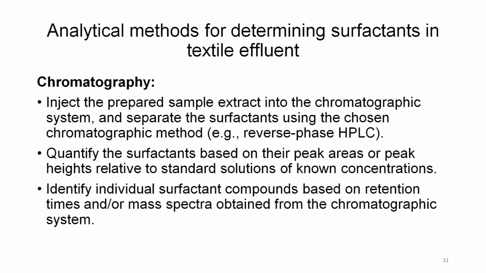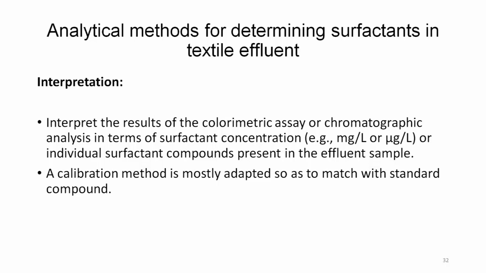Identify individual surfactant compounds based on the retention times or mass spectra obtained from the chromatographic system. So, if it is an LC-MS system, then it becomes easier because the mass spectrometer can give accurate results. Retention times can still be deceptive. Two compounds can have the same retention time but may not be structurally the same, but the mass fragmentation pattern of the mass spectra will accurately tell which is the compound. Interpretation.